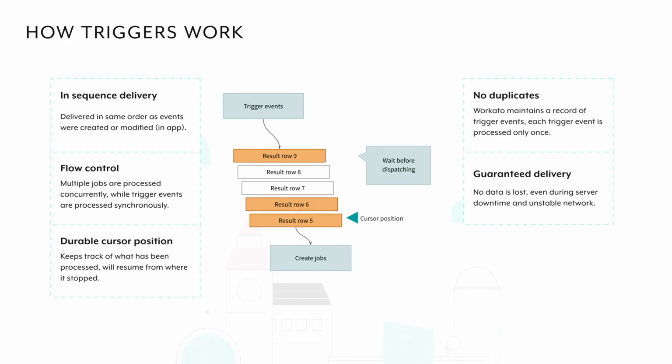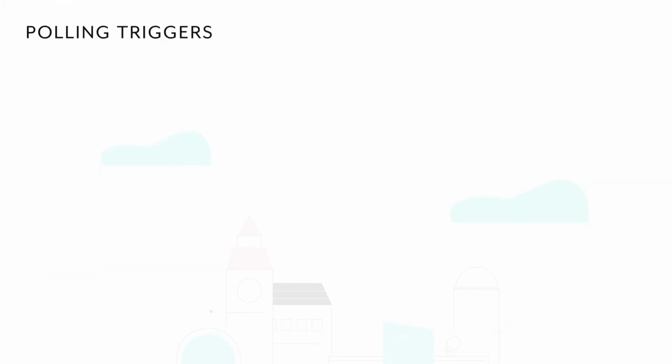So if Workato stops a recipe at 11 p.m. and then starts the recipe again next morning at 8 a.m., it is able to pick up jobs in between this time gap. Records will be processed in the original ascending order. Let's dive deeper into each trigger mechanism to understand them better.